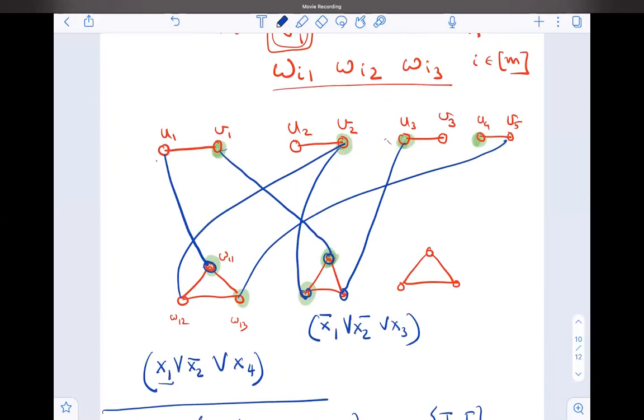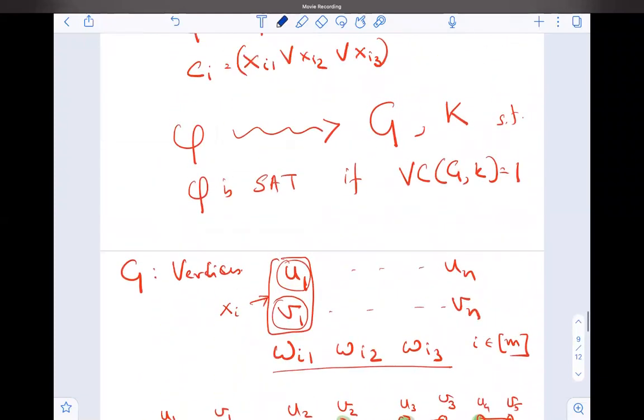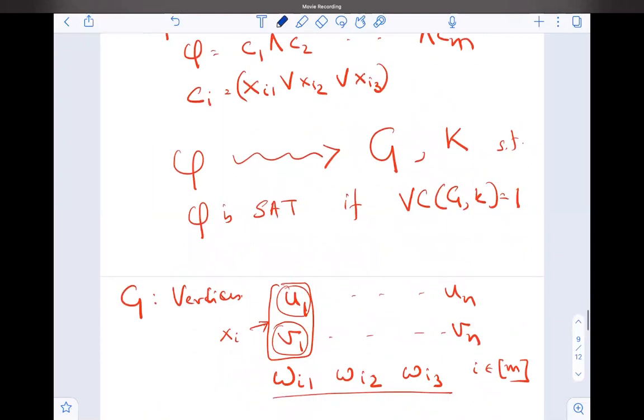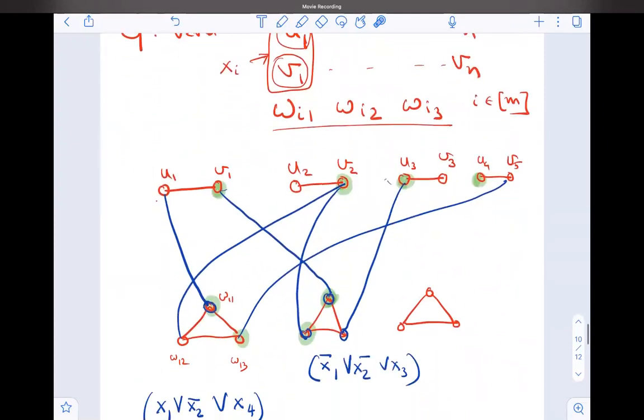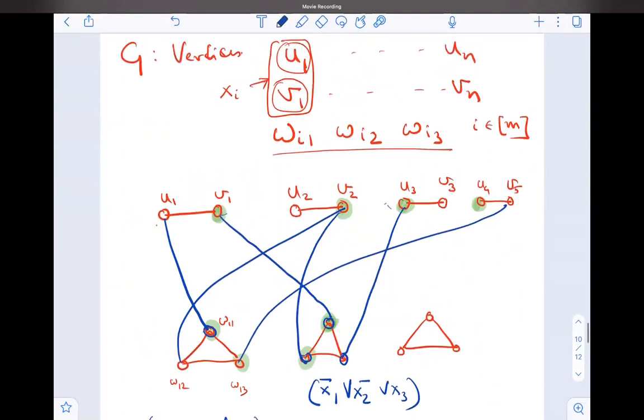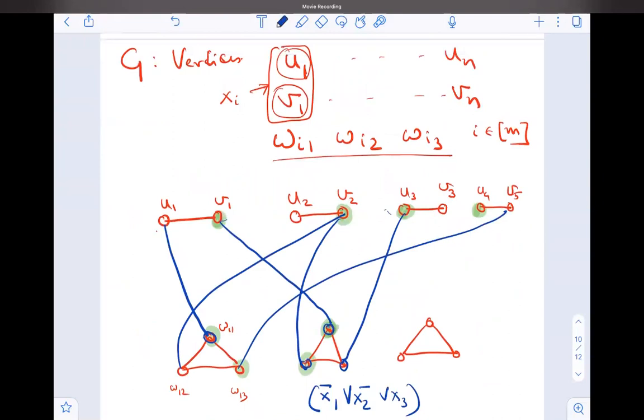Exactly. Okay, so now I have one thing that I have not told you. I started with this CNF formula and converted it to this graph, and I told you that if the formula is satisfiable, then it has a vertex cover. But vertex cover of size how much? Can you say what is the vertex cover of size how much? So it will have to be 3n. No, it's not 3n. It's n plus 2 times m. Yes.